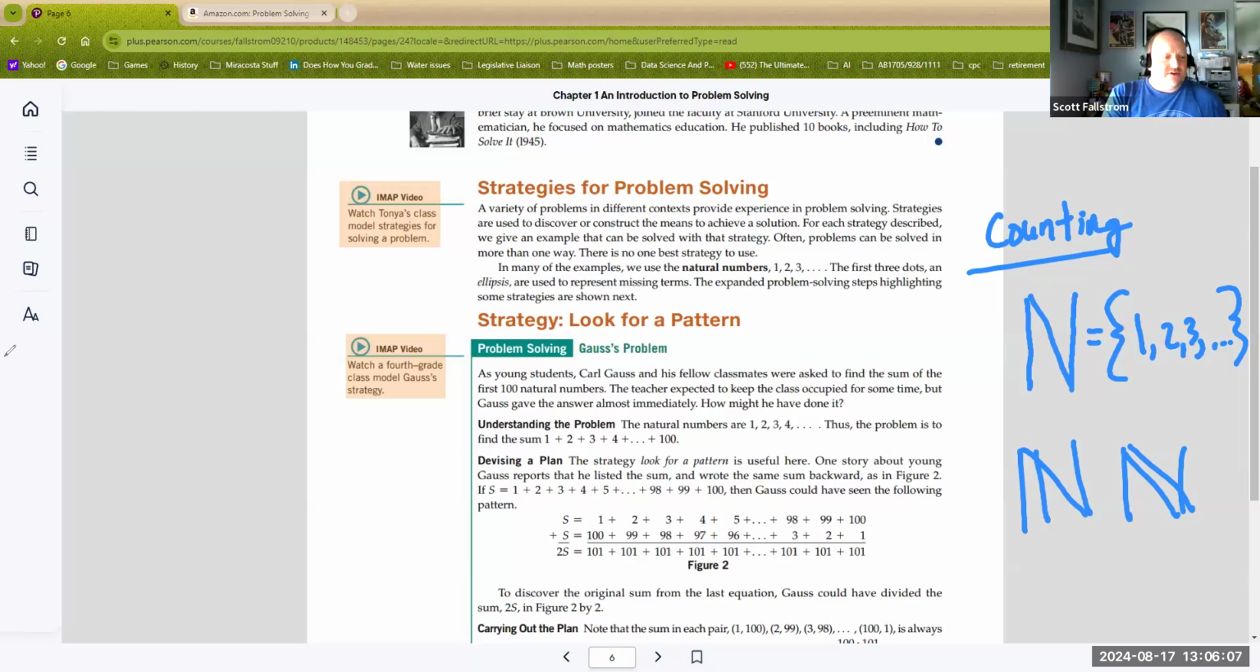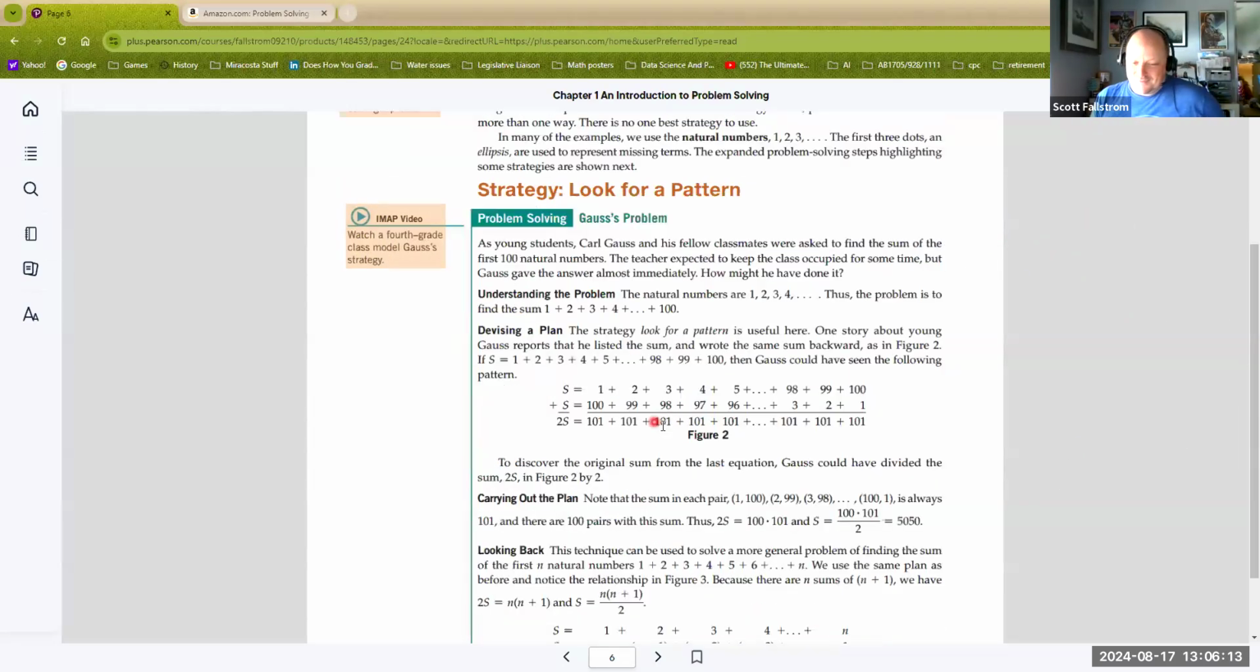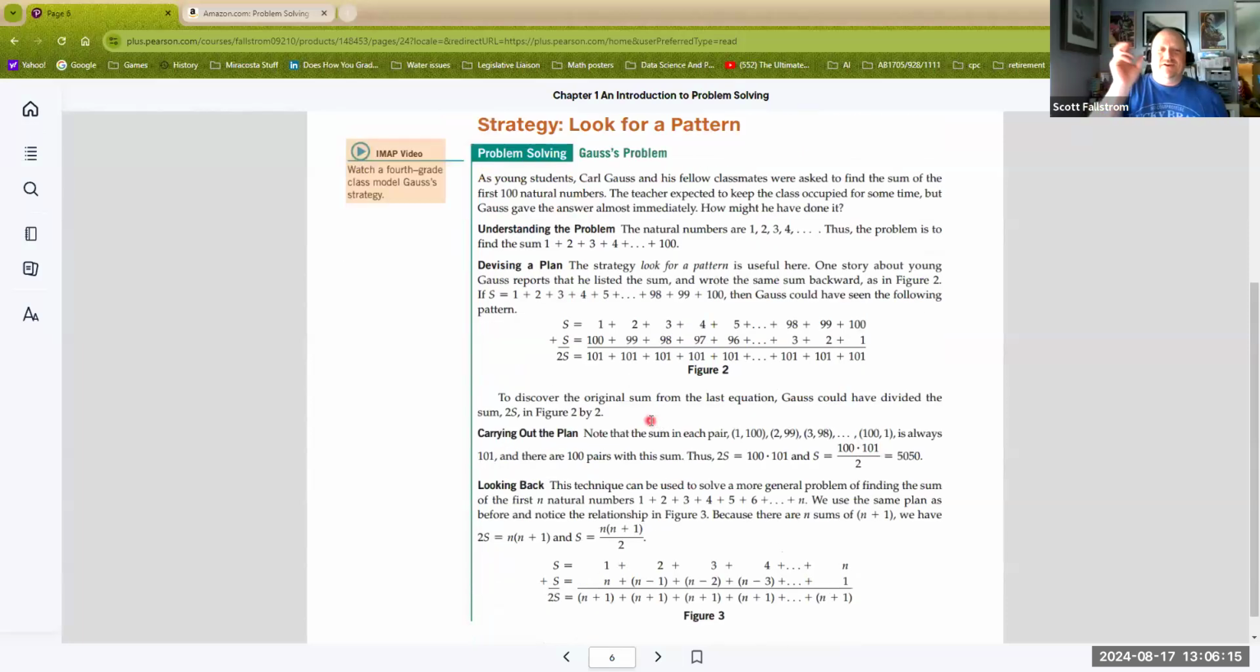And this story goes back a long time, but it was a fantastic situation, if you will. If you were this teacher, I could see it would have been really problematic. But a young student, his name was Carl Gauss.